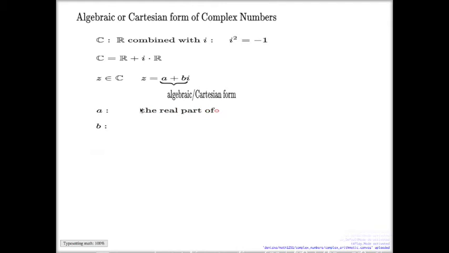So, some comments about the terminology, this thing which we call algebraic or Cartesian form of complex numbers. What else is there? The components which appear in the Cartesian form of a complex number bear their own names. We call this the real part of a complex number. We call this the imaginary part of a complex number. I think we have special notations for that.